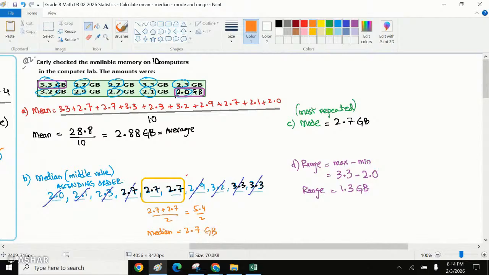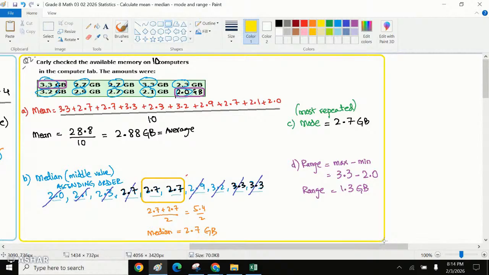So this is how we find the mean, median, mode, and the range for any given data set. Agreed? Hi, Yusuf. What we are trying to do is find the mean, median, mode, and the range. The mean is always the average. Median is the middle value. Mode is the most repeated value. And range is the maximum number minus the minimum.